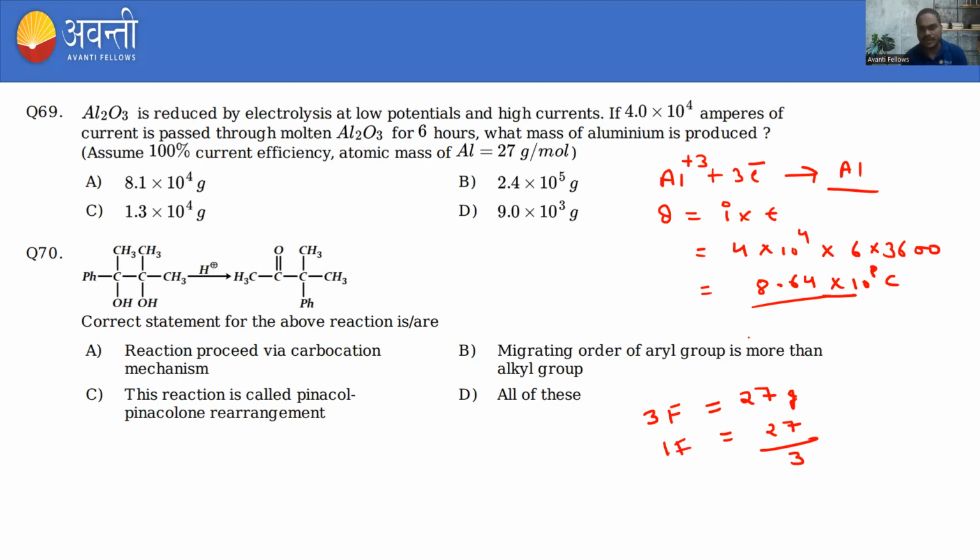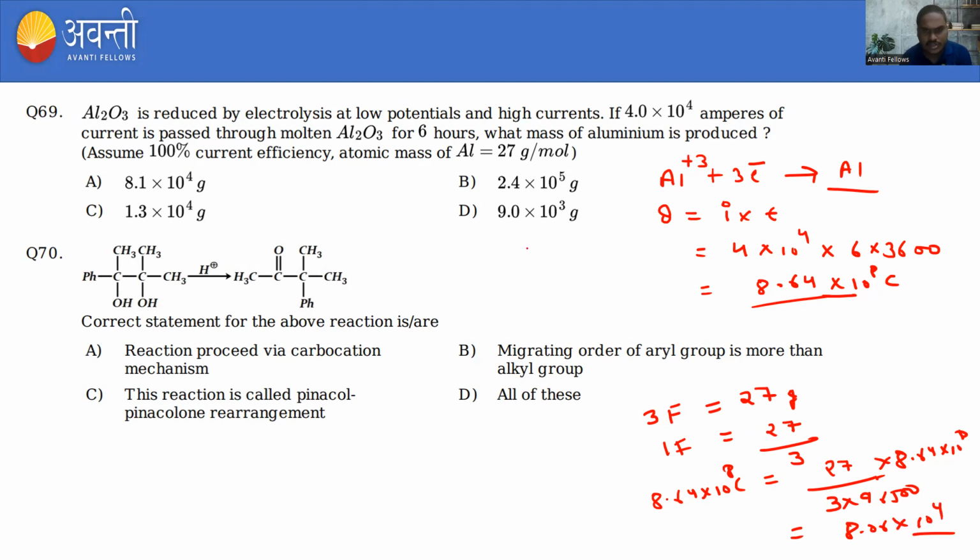So how much quantity of charge do we have? That is 8.64 into 10 raised to the power 8 coulomb. So this will deposit 27 divided by 3, and the 1F value we all know is equal to 96,500, multiplied by 8.64 into 10 raised to the power 8. So the value comes out on solving to be 8.06 into 10 raised to the power 4 gram. Right. So which option is correct, beta? Definitely option A. So option A is absolutely correct.